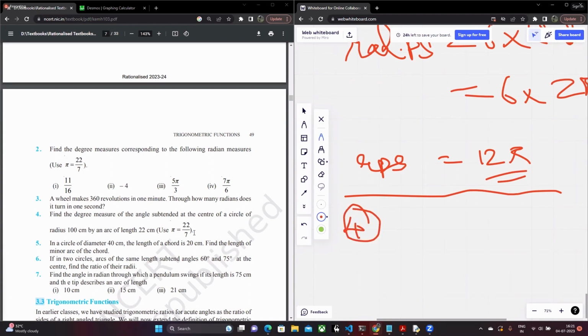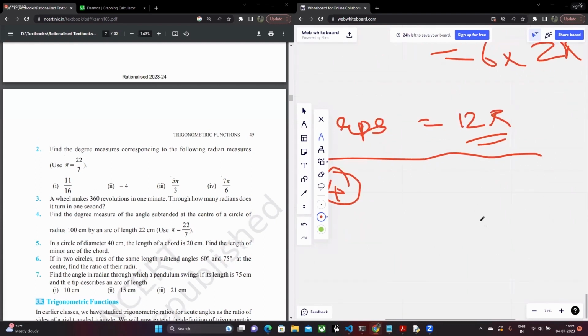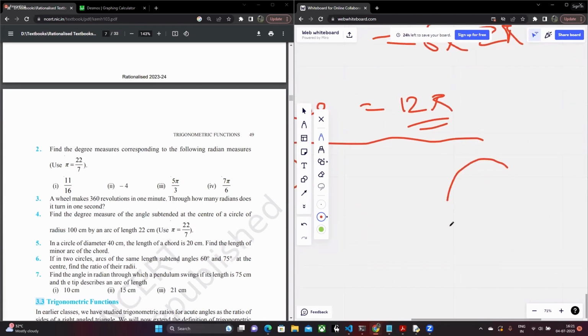So we are going to question number 4. Find the degree measure of the angle subtended at the center of a circle of radius 100 centimeter by an arc of length 22 centimeter. Use pi as 22 by 7. So I'll just draw a not to scale diagram. I'm warning you.